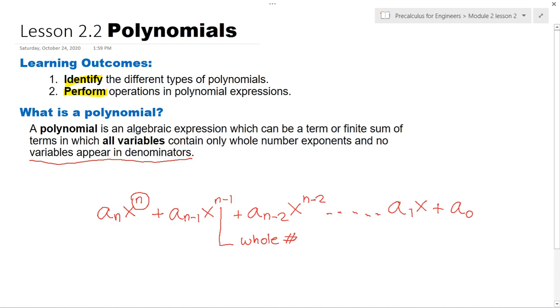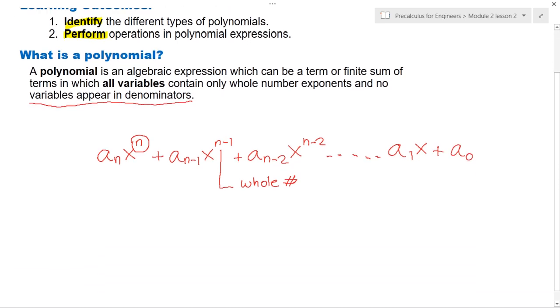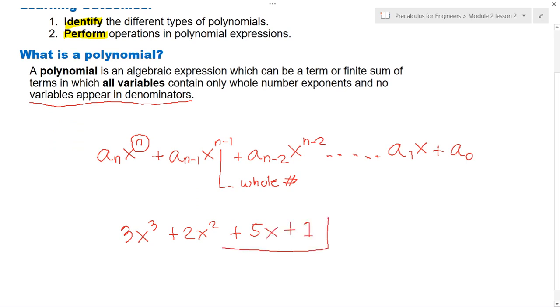And it must not contain any denominator, so no variable in the denominator. Again, in descending, in decreasing order of degree. Example, we have here 3x cubed plus 2x squared plus 5x plus 1. This is a polynomial expression that has a descending order of the degree of the exponent. And the degree of the polynomial is the third degree.